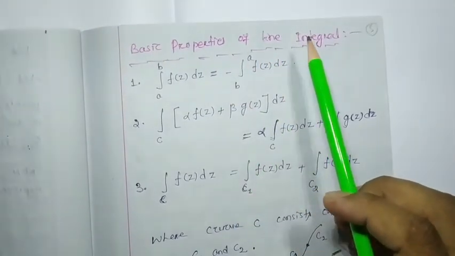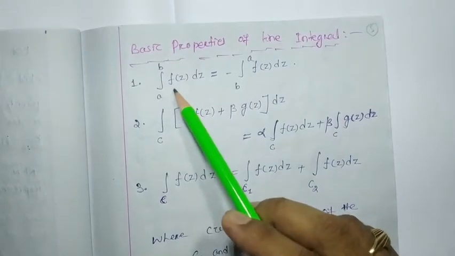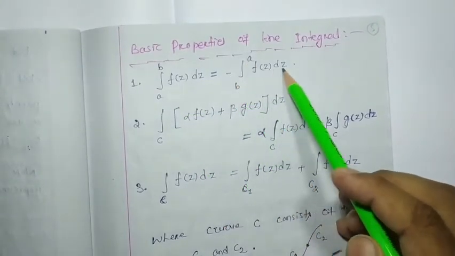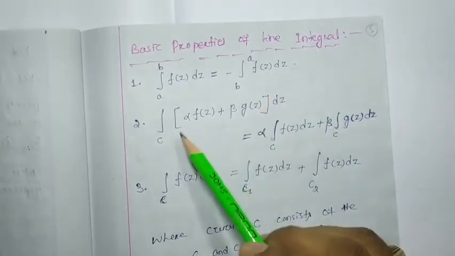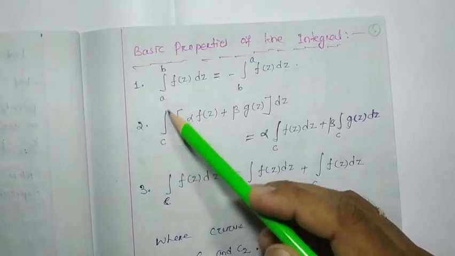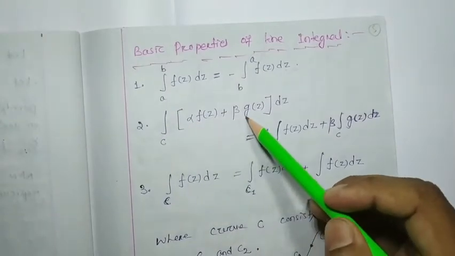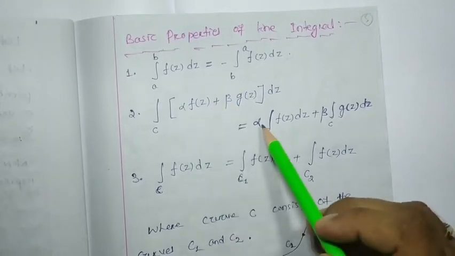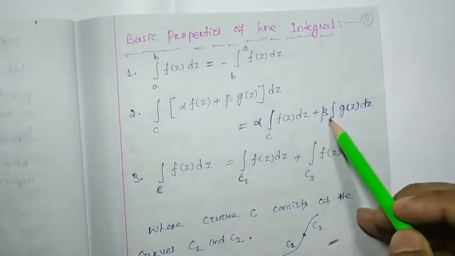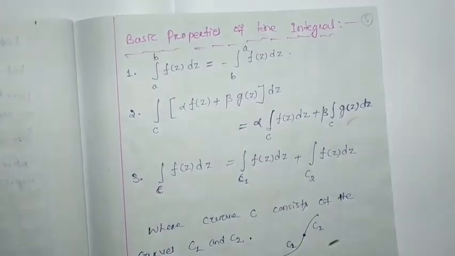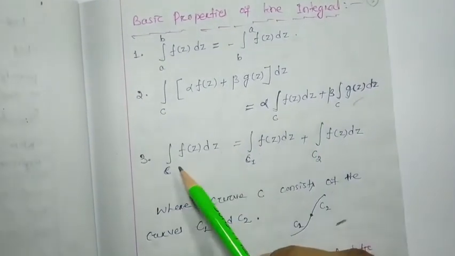Line integral from a to b of f(z) dz will be minus the integral from b to a of f(z) dz. And contour integration of alpha f(z) plus beta g(z) dz, if alpha and beta are constants, can be written as alpha times integration f(z) dz plus beta times integration g(z) dz. It is very similar to normal integration.